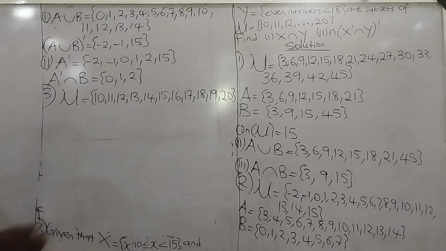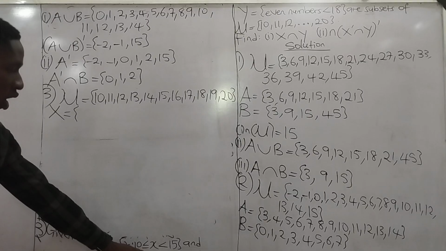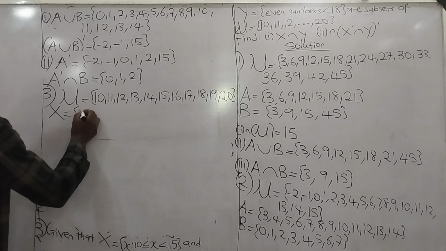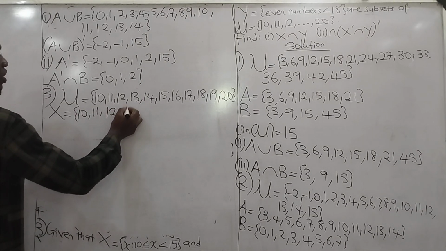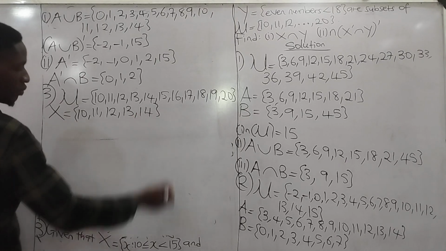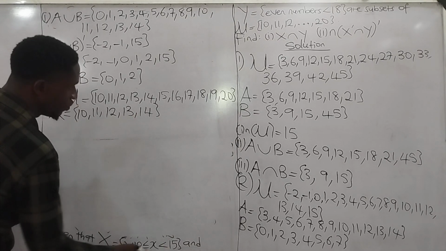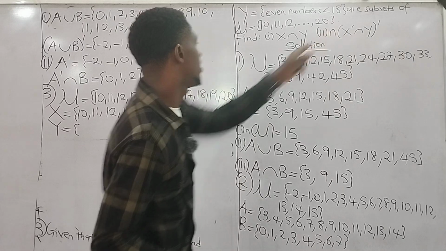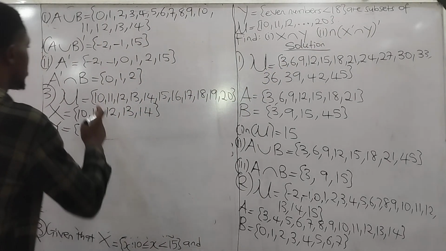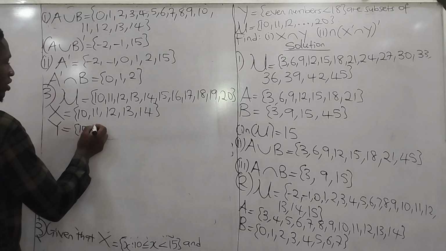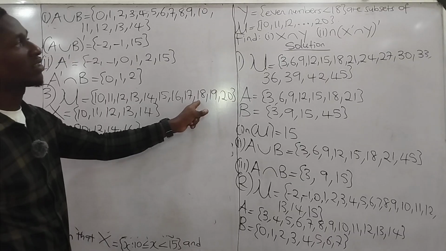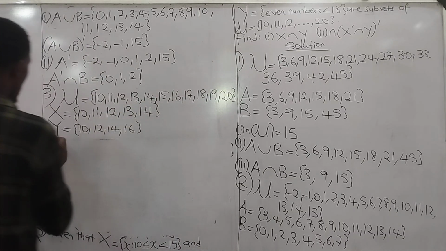So let us list the subsets. Set X is such that 10 is less than or equal to, so I'll start from 10 and stop at 14 because there is no equal to here. So I have 10, 11, 12, 13, and 14. But if this had equal to, I'll include 15. Set Y is such that even numbers less than 18. So even numbers that are less than 18 from this universal set: 10, 12, 14, 16.